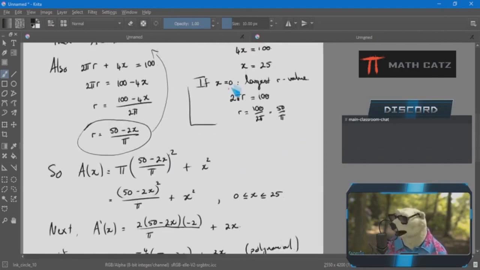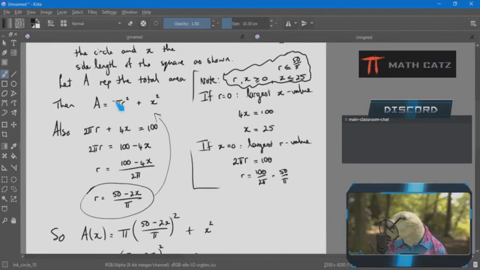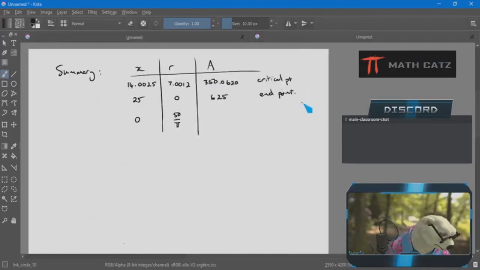And the left endpoint is when x is 0 and r is 50 over pi. X is 0, the best radius then, using all the fencing, 50 over pi, whatever that is. Then I get an area of just, let's go up here, just the circle portion, pi r squared, and x is of course 0. I'm just looking at my calculations here. Pi r squared, did I do that anywhere?